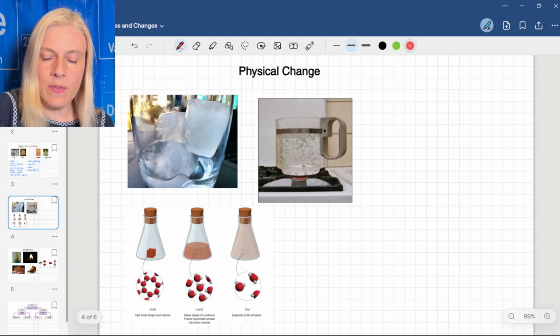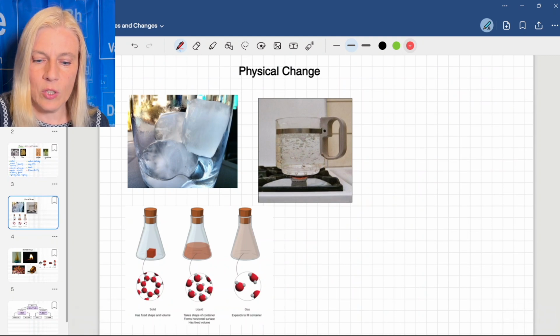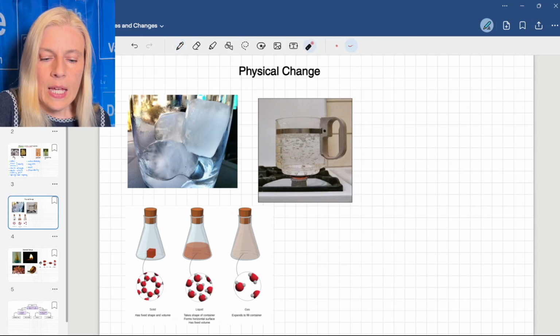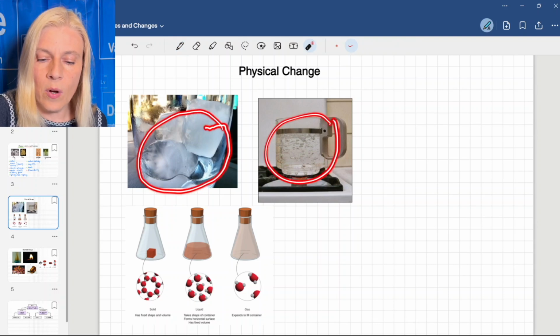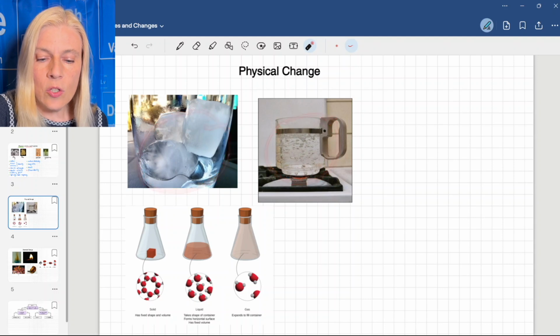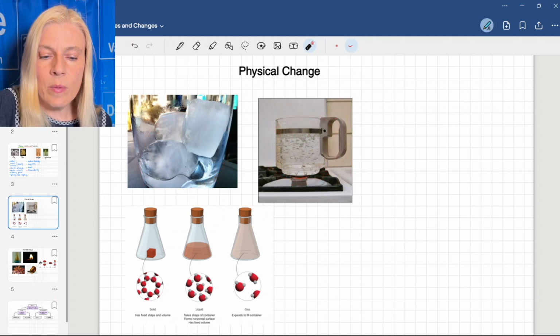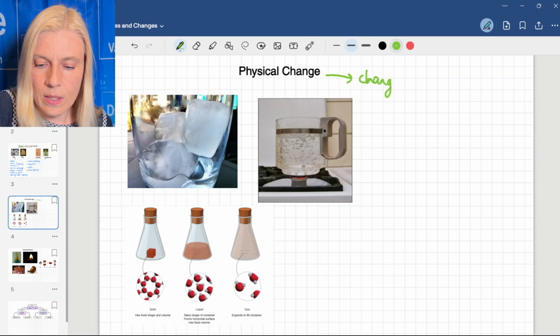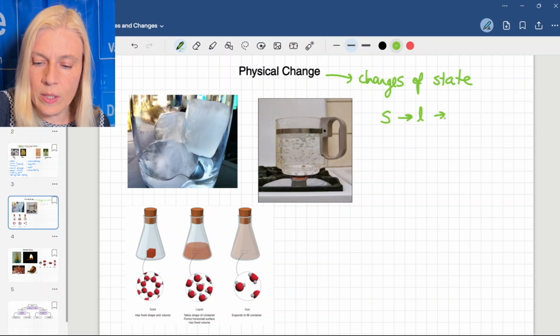So how do you tell the difference between physical and chemical changes? Here is how, really simple. Here we have ice melting, so we have something going from solid to liquid. And then here we have water boiling, from liquid to gas. Usually physical changes will be changes of state. Like here is solid going to liquid, going to gas.